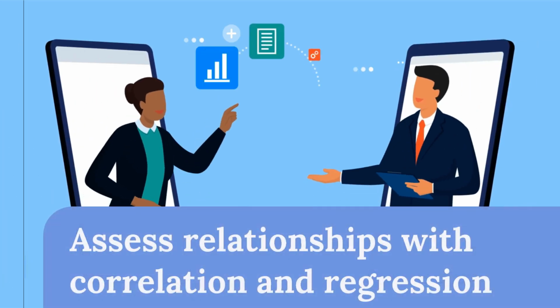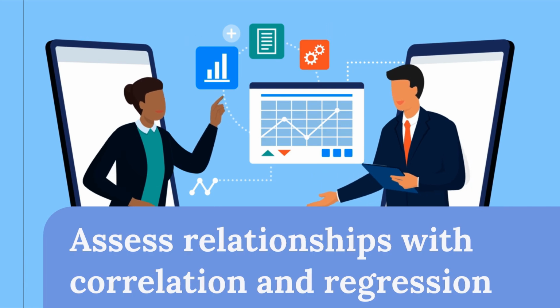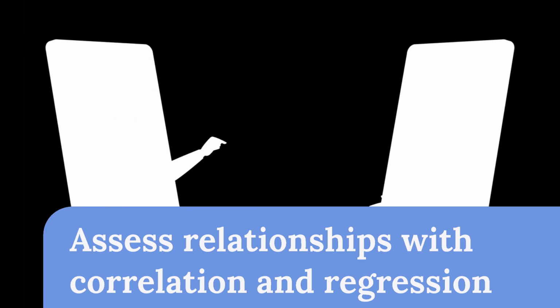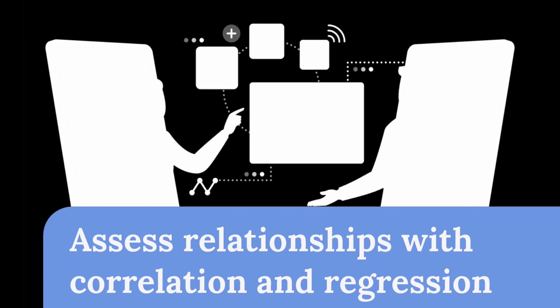Assess relationships with correlation and regression analysis. The COREL function measures linear relationships. Regression analysis involves calculating slope and intercept. Use scatter plots to visualize regression lines. These analyses reveal connections between variables.